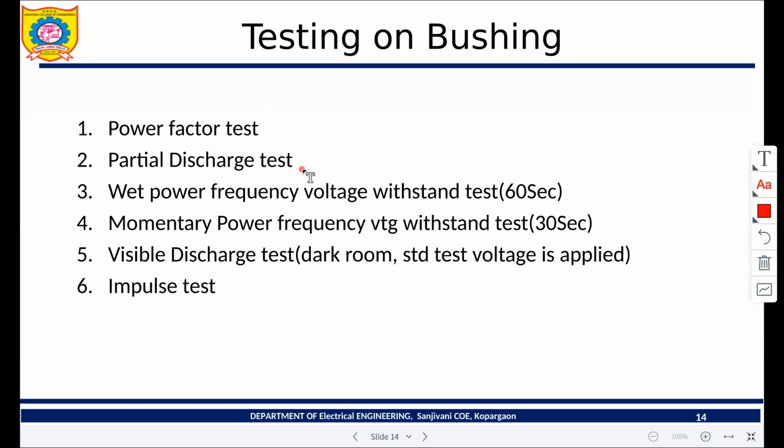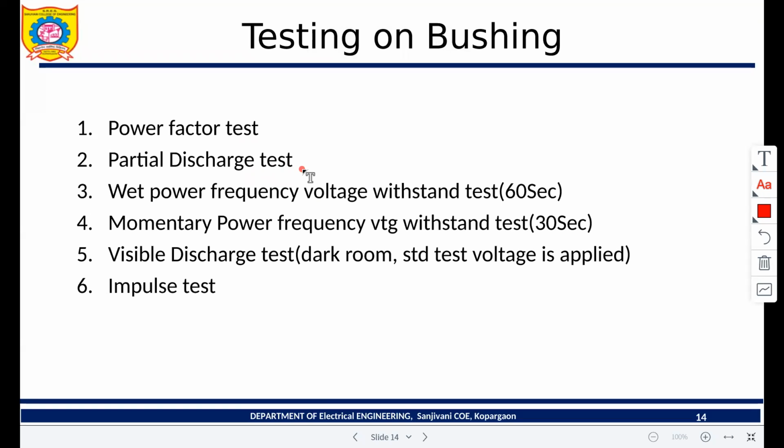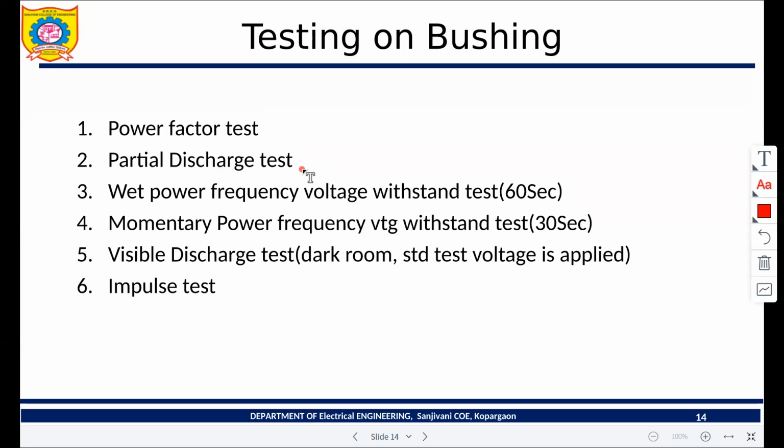Second one, a partial discharge test. How should the partial discharge test be conducted? It is simple. In between two conducting parts, we place a bushing and we increase the voltage till a discharge occurs. If the discharge occurs above the rated voltage, it is okay. And if the discharge takes place before the standard rated voltage, then that particular bushing has not passed the test.